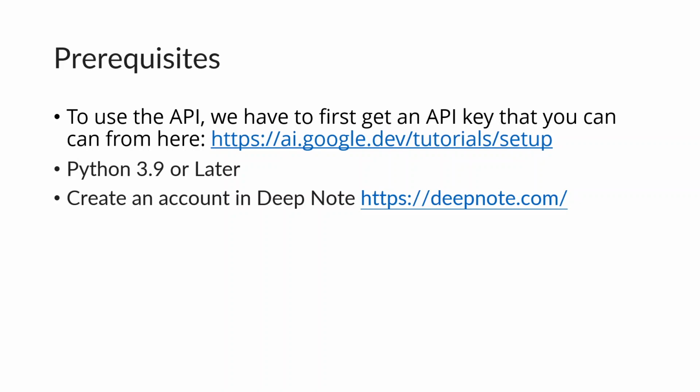To use this, you need to first request the API key that you can request from this particular link. Next, you need to use Python 3.9 or later. You also see that I've used Deep Note. But if you have your own setup, you can use Anaconda and set up on your local system. But I'm using Deep Note. So I will open this Deep Note.